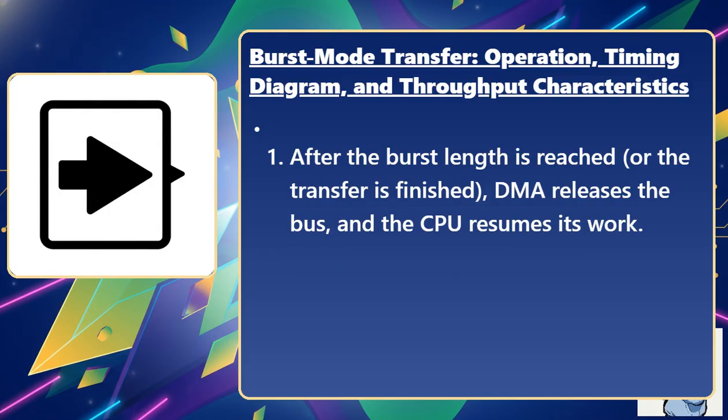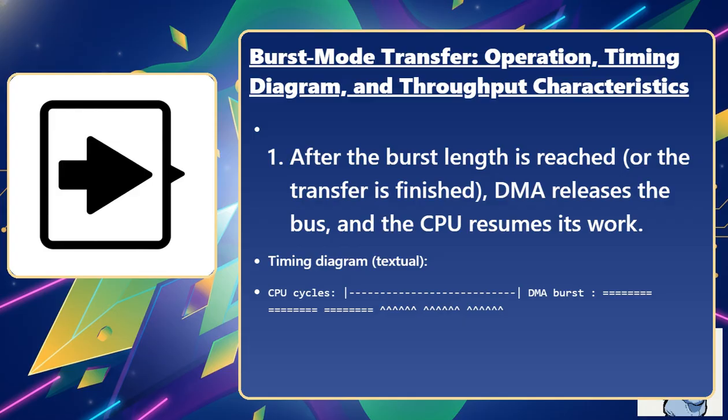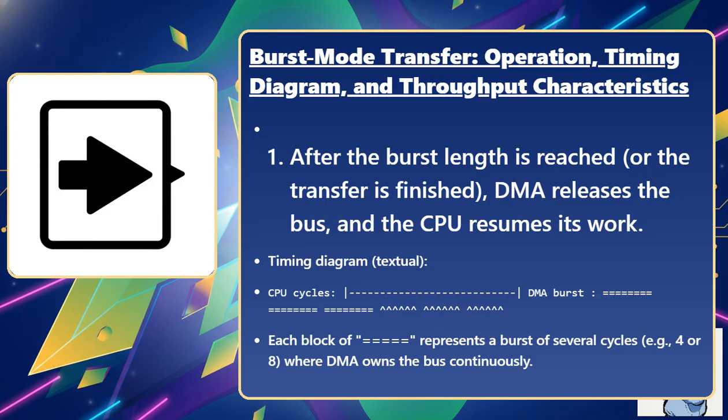Four: after the burst length is reached or the transfer is finished, DMA releases the bus and the CPU resumes its work. Timing diagram, textual. CPU cycles: a long bar of dashes. DMA burst shows 3 groups of 8 equals signs separated by spaces, each group followed by a caret line of 6 carets underneath. Each block of equals represents a burst of several cycles, for example 4 or 8, where DMA owns the bus continuously.